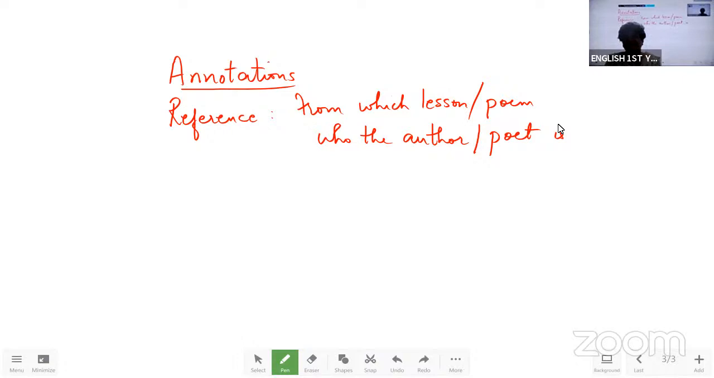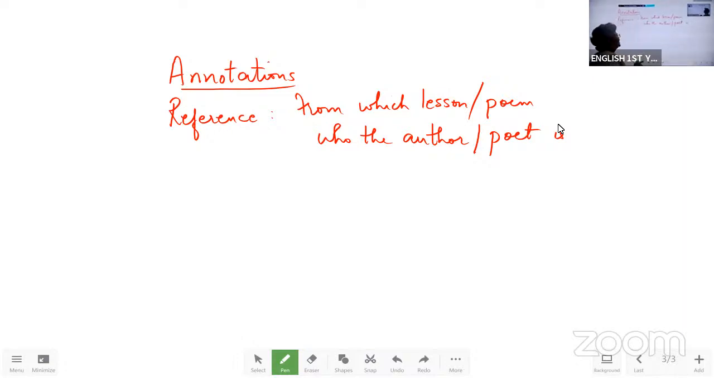These lines are taken from the poem Happiness, and here the poet talks about what happiness is. You cover it up like that. But then if you write, this line is taken from the poem Happiness, and the poet is, you leave a beautiful gap there for the examiner to fill. Instead of filling the gap, he will minus the marks.